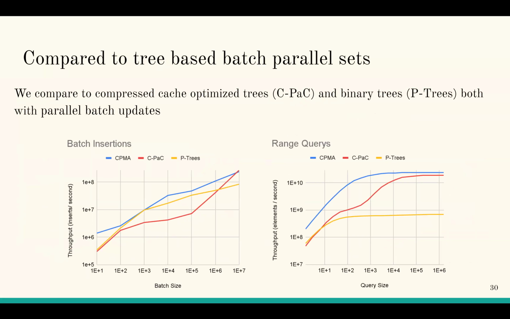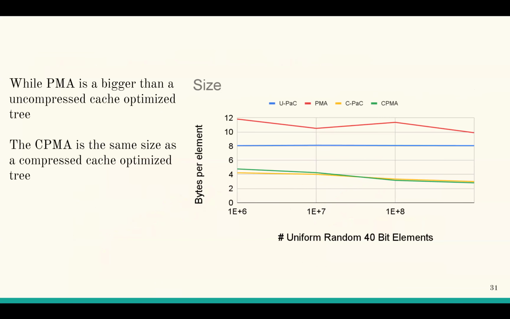Now to compare to some other existing work. Here we compare to 2 other batch parallel sets, CPAC trees and P trees. CPAC trees are a cache optimized batch parallel set, and P trees are a binary tree with support for parallel batch updates. And we see across all ranges of batch insertions, as well as all ranges of query sizes, we're able to outperform these other existing works. Similarly, when it comes to size, while the uncompressed PMA is bigger than the cache optimized trees, the compressed data structures are both roughly the same size.